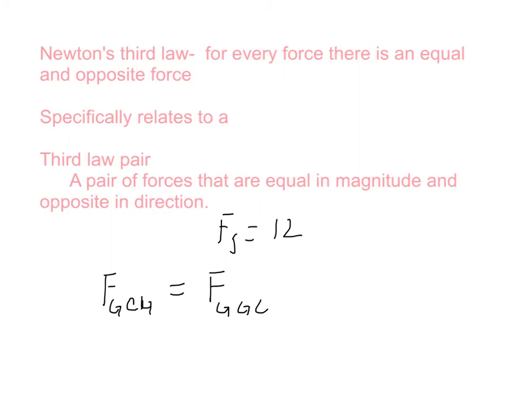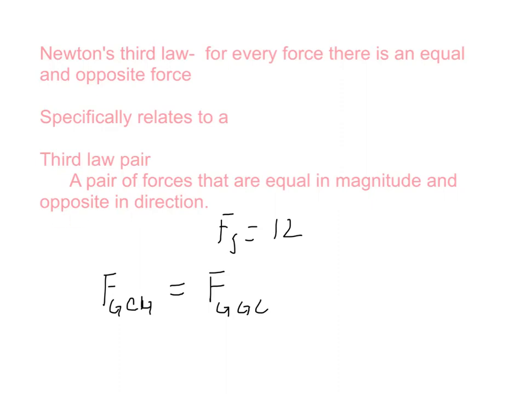A lot of times we hear Newton's third law as: for every action there's an equal and opposite reaction. And personally, I think that's a little bit misleading because it indicates that you have motion always, which you don't always have in forces. So the third law pair is really what Newton was talking about, and that is a pair of forces that are equal in magnitude and opposite in direction.